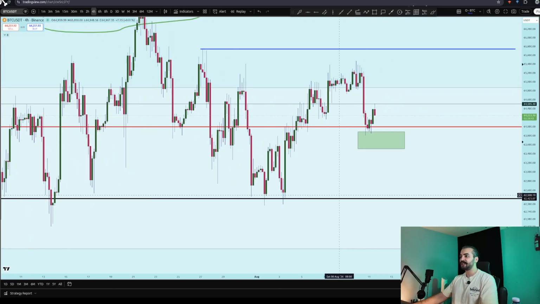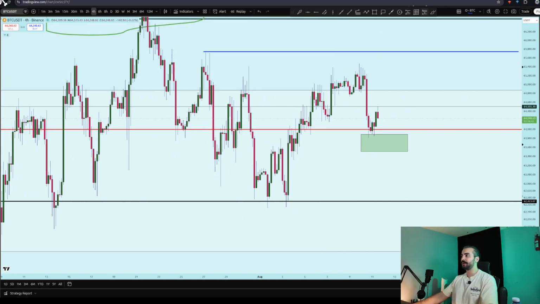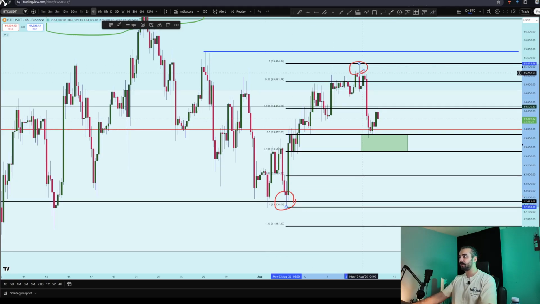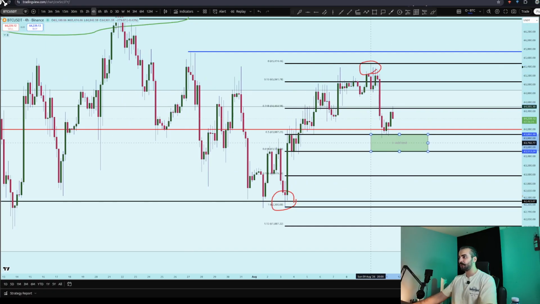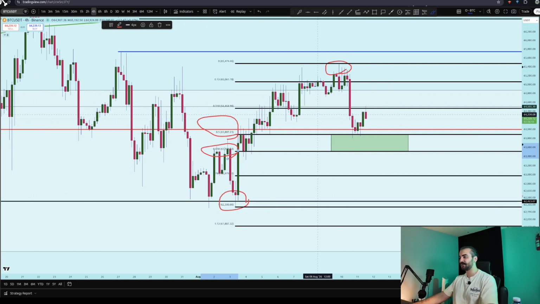The next confluence that I needed was a Fibonacci. Very simple, very straightforward. I'm going to draw it from the bottom, where this entire bullish leg started, all the way up to here. I'm going to draw a Fibonacci from the bottom to the top, and then I will draw a box, which I've already done, this green box, from the 50% to the 61%. And now I can delete this Fibonacci here.